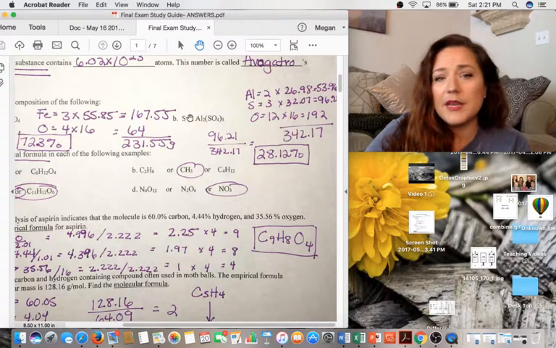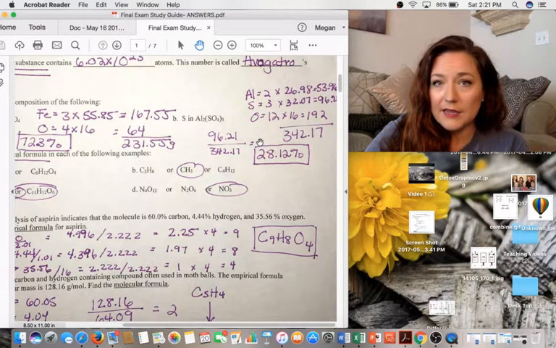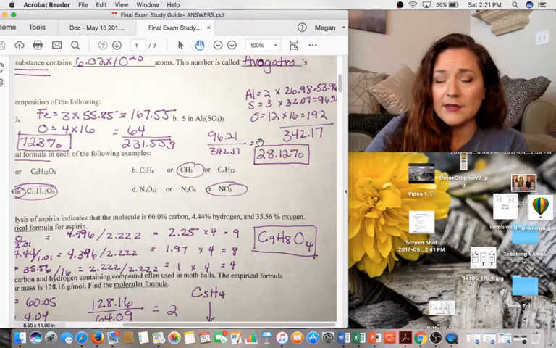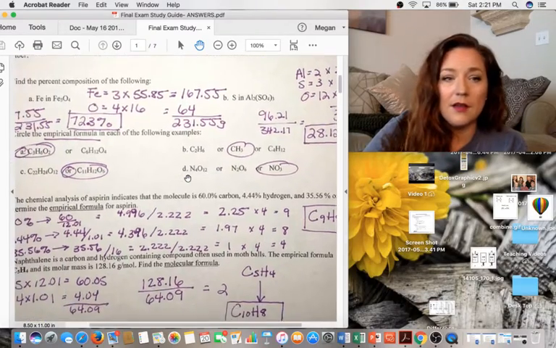Because I just want sulfur, I take 96.21, divide it by the 342.17. Again, that gives me a decimal of 0.2812. I scooch my decimal over twice, and I get the percent of 28.12%.